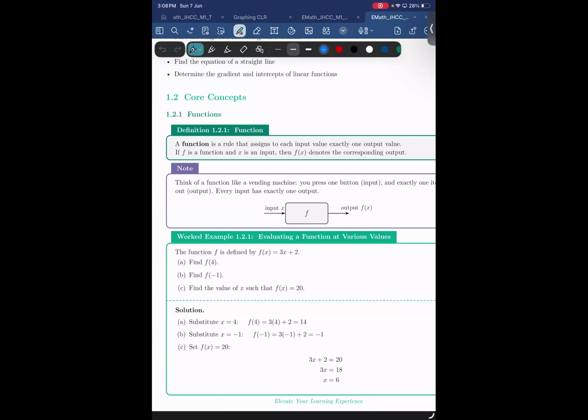The first two are quite straightforward. You just substitute in: 3 times 4 plus 2 is 14, and 3 times -1 plus 2 is -1. Then the last one is just solving a linear equation. 3x plus 2 is 20, not difficult to solve. x equals 6.